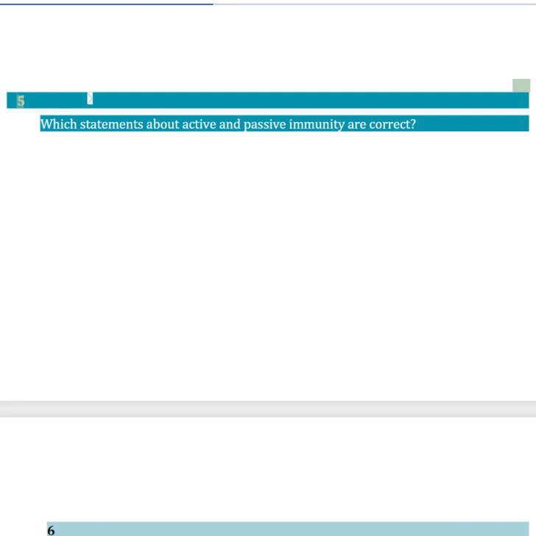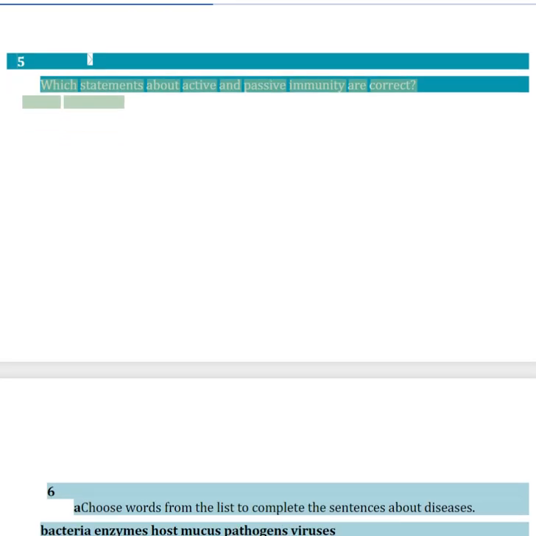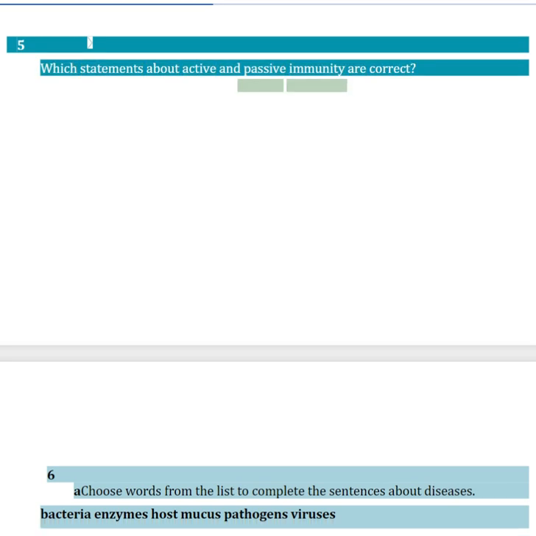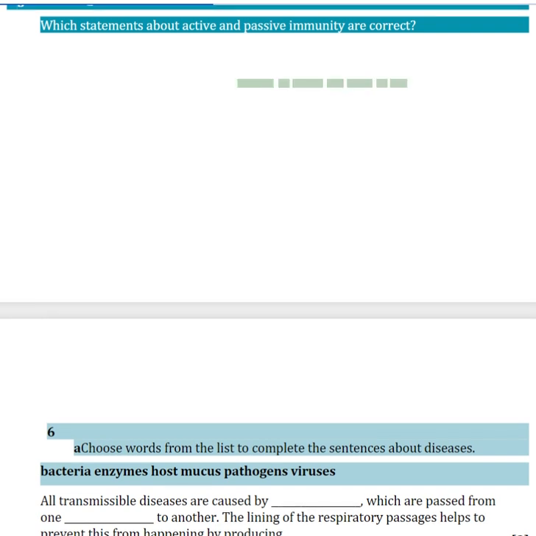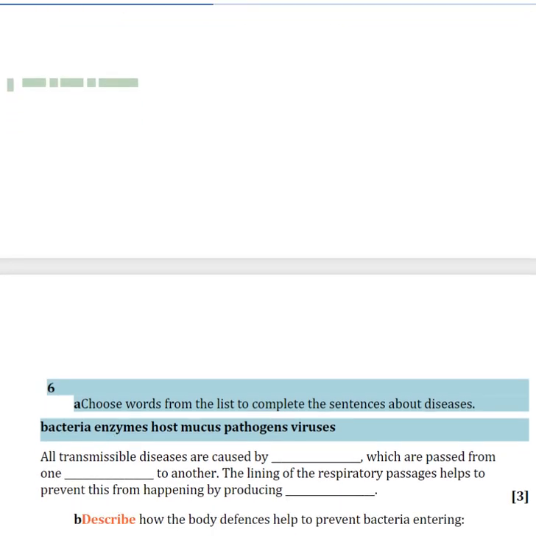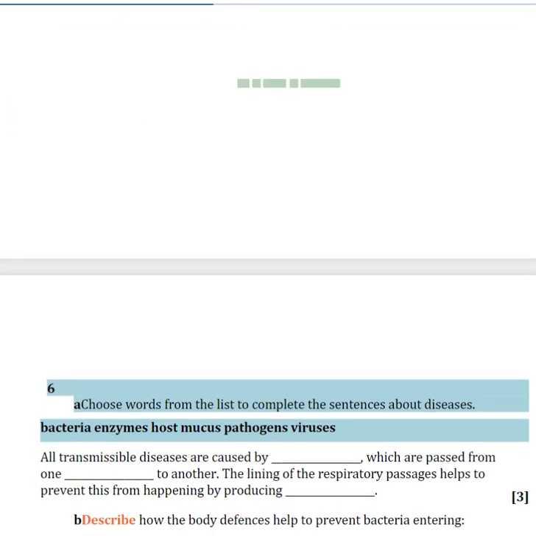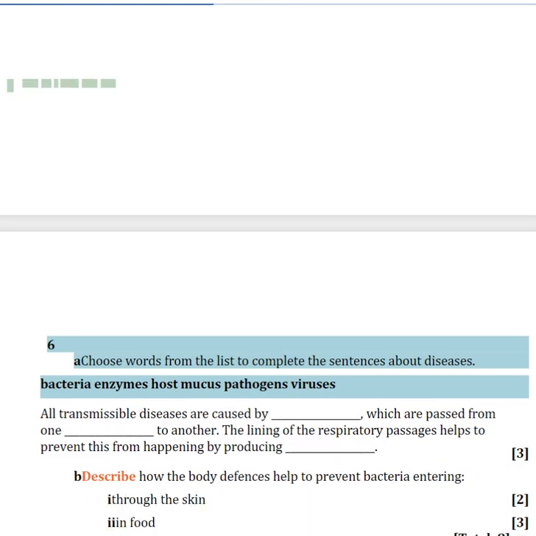5. Which statements about active and passive immunity are correct? Active immunity. Passive immunity. A. Antibodies are secreted by lymphocytes. Antibodies are obtained from outside the body. B. Cannot be gained by vaccination. Can be gained by vaccination. C. Lasts for a short time only. Lasts for a long time.